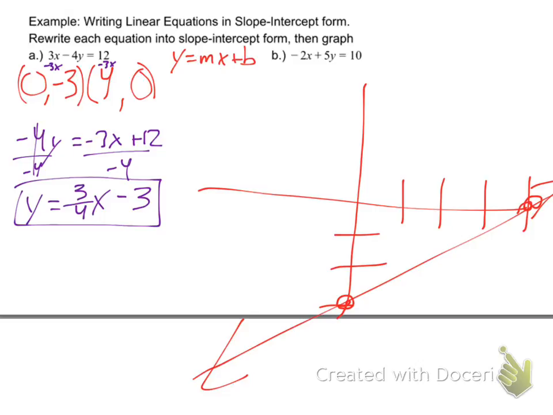Hey, where am I starting? 0, negative 3. Isn't that right here? Slope tells me to do what? Go up 3, 1, 2, 3, and run. Oh, look at this. It's the same equation.